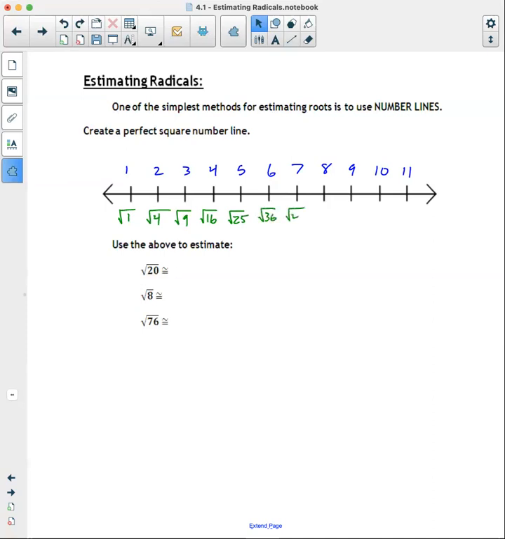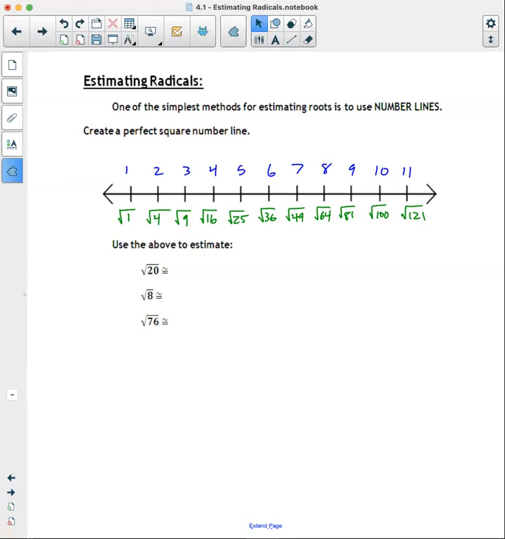7 is 49. 8 is 64. 9 is 81. 10 is 100. And 11 is 121. Okay, so now we're going to estimate where root 20 is approximately.